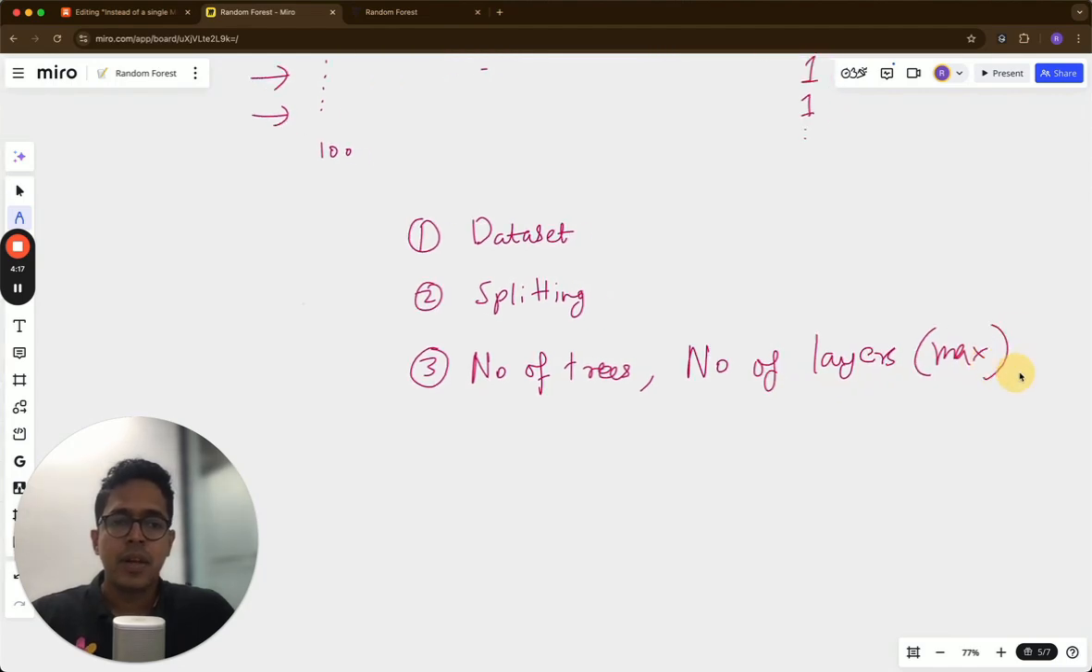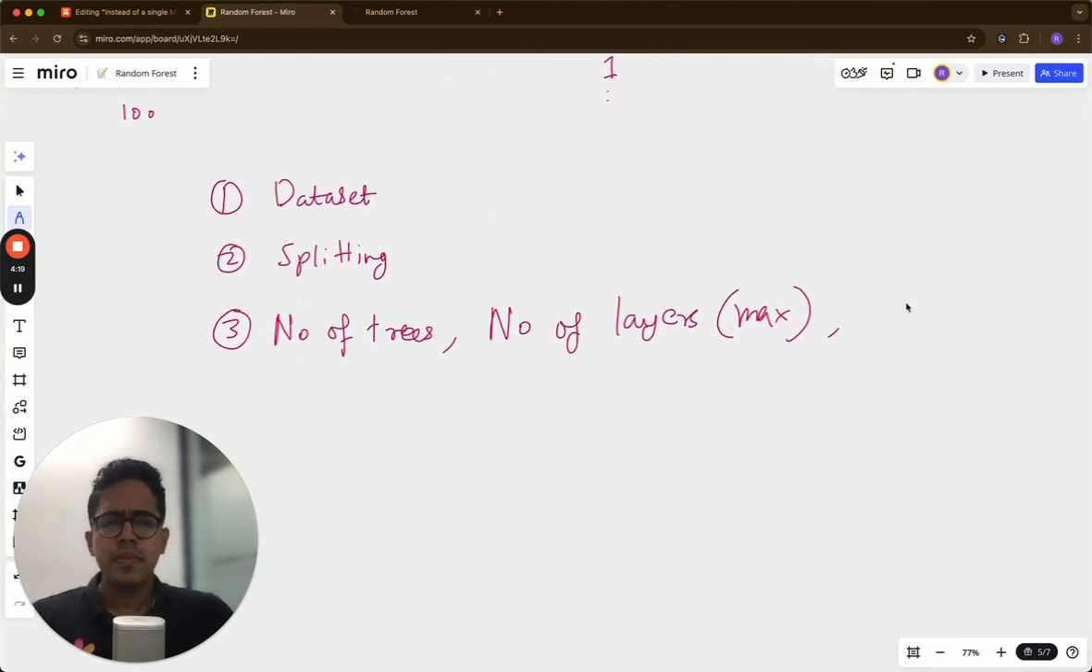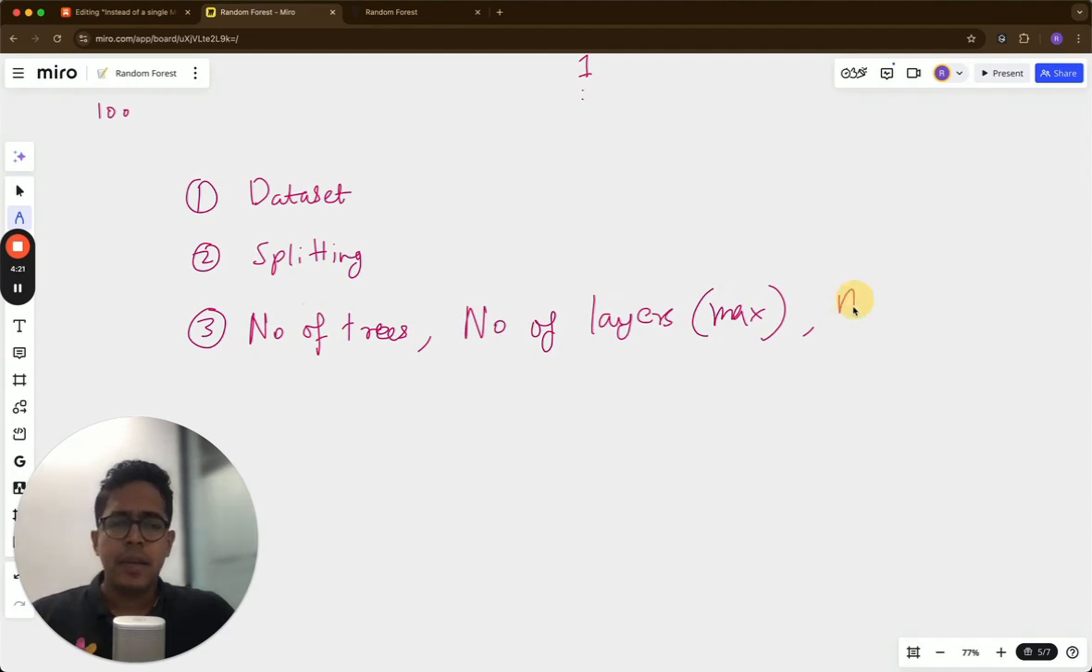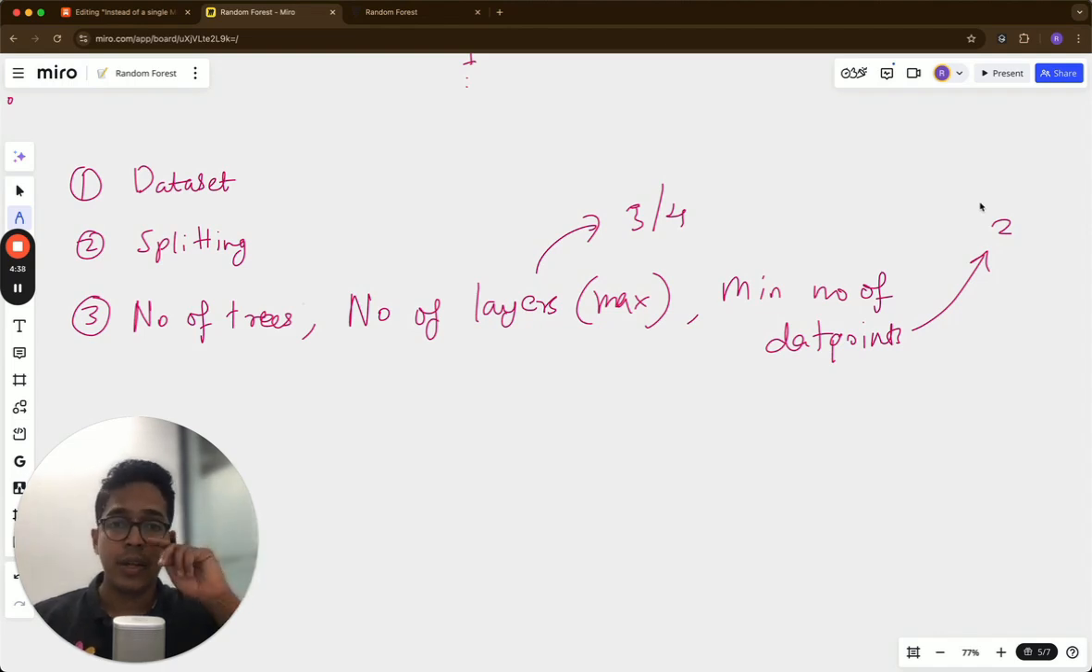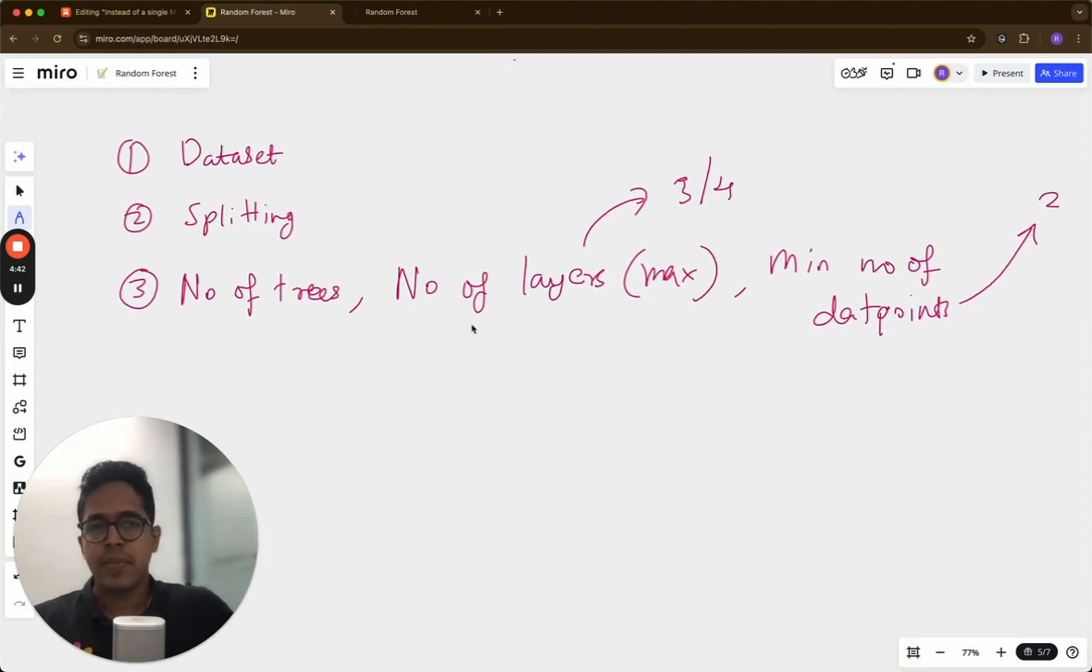And you also need to specify the minimum number of data points per node. So here you could say the maximum number of layers is 3 or 4. You could say something like that. Here you say every node should have a minimum of 2 data points. If 2 data points are not there, then you're not going to split the node any further. So this you can specify.